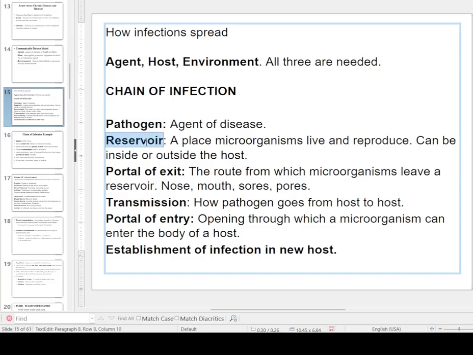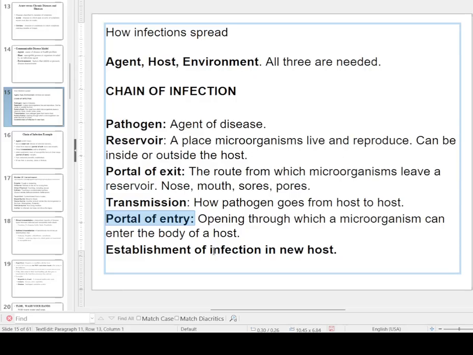A reservoir is where these microorganisms live and reproduce. It can be a host. The previous host, the host that's already infected, is now growing more generations of the microorganism in them. A portal of exit then is how it goes out of their body. The route of transmission is how it goes from host to host. A portal of entry is how it goes into the next host.